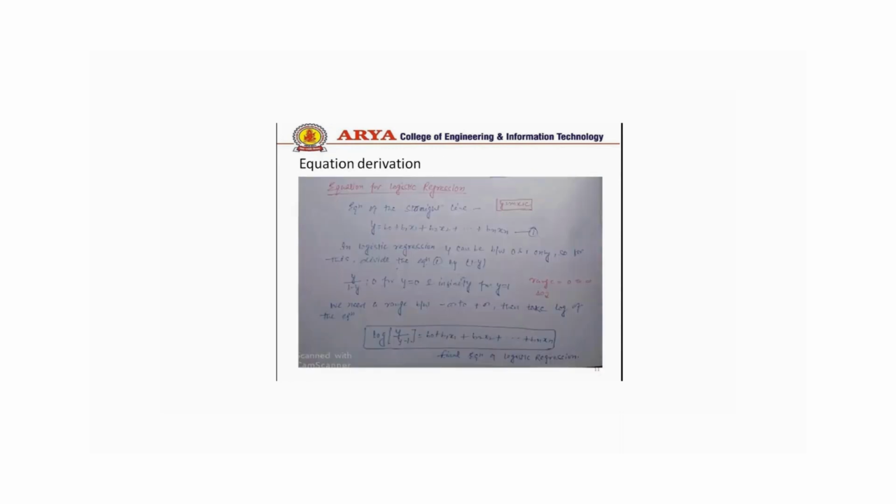Here we are deriving the equation of logistic regression. As we know, the equation of a straight line can be written as y equals mx plus c, or y equals b0 plus b1x1 plus b2x2 up to bnxn. In logistic regression, y can be between 0 and 1 only, so we divide by 1 minus y. By dividing by 1 minus y, we get y upon 1 minus y equals 0 for y equals 0, and infinity for y equals 1. So here we are getting the range from 0 to infinity. But our range must be minus infinity to infinity, so we take the log of the equation. Finally, we have the equation log of y upon 1 minus y equals b0 plus b1x1 plus up to bnxn. That is the final equation for logistic regression.